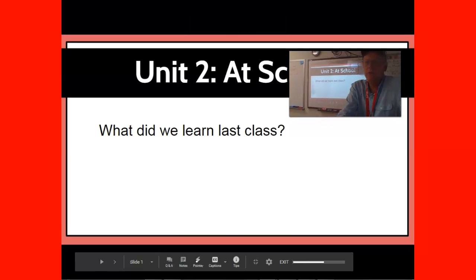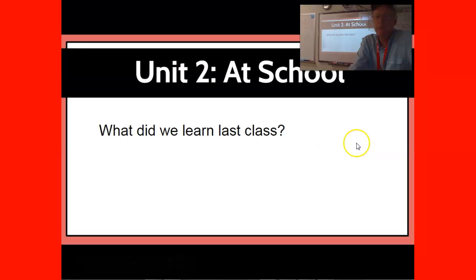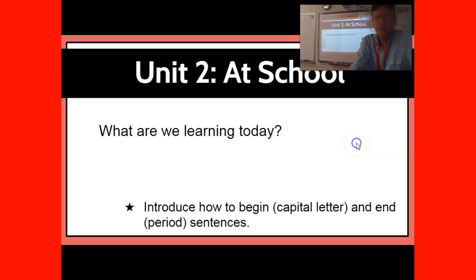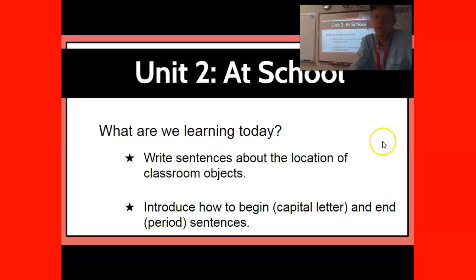So we just did a review of the prepositions, the be verbs, the where question. Let's take a look at what we're going to be working on today. Today's all about writing, okay? We're going to talk about writing sentences about the location of classroom objects. And we've been doing a lot of that in speaking. Today we want to also introduce how to begin a sentence with a capital letter. That's a big letter. And end every sentence or statement with a period.